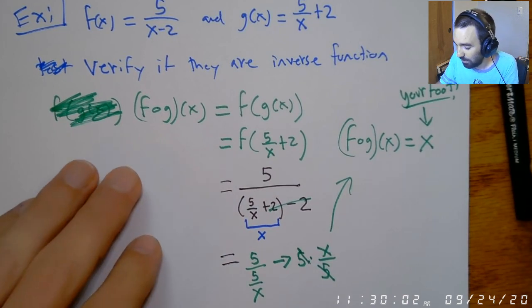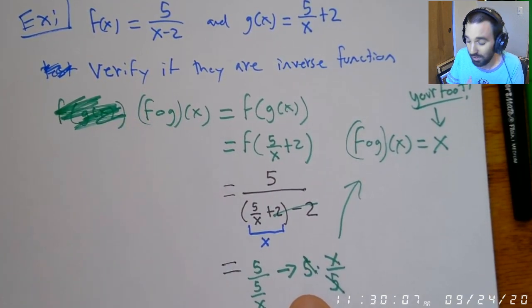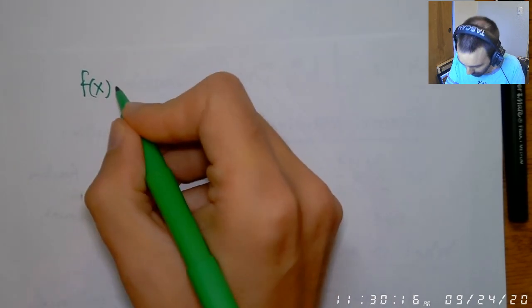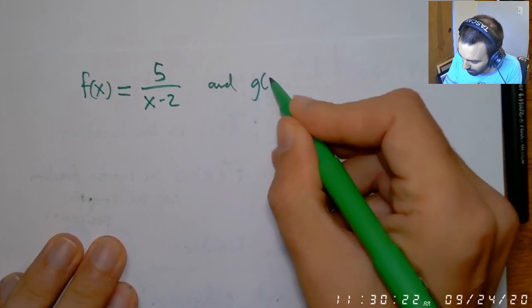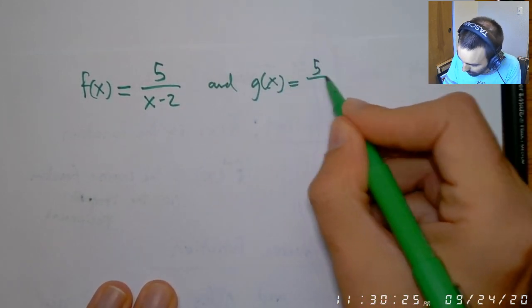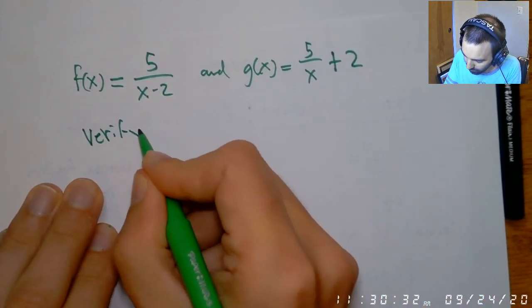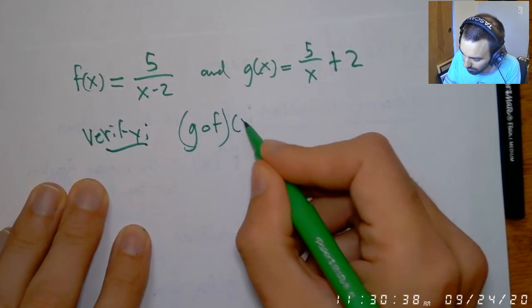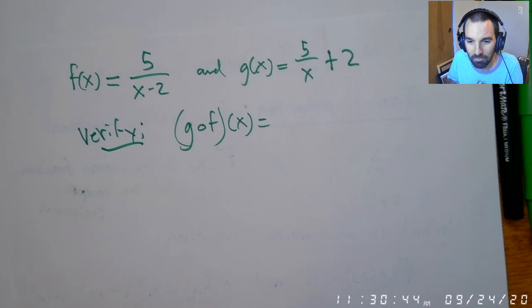I think people are getting confused with this, so I'm going to go ahead and do an audible. We did f of g, so now let's do g of f. Again, I'm going to write down the functions because I had to switch pieces of paper. So f of x equals 5 over x minus 2, and g of x equals 5 over x plus 2. So we're going to verify. To do that, we're going to do g composition f of x. Again, you don't have to do both. I'm just doing this because I think some people need it. So don't freak out.